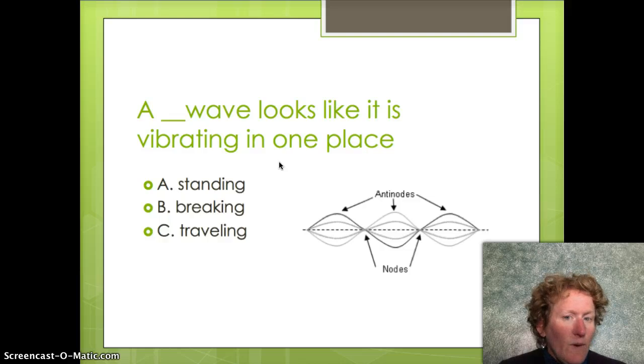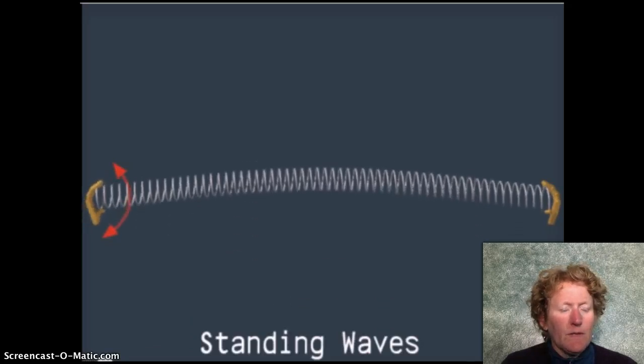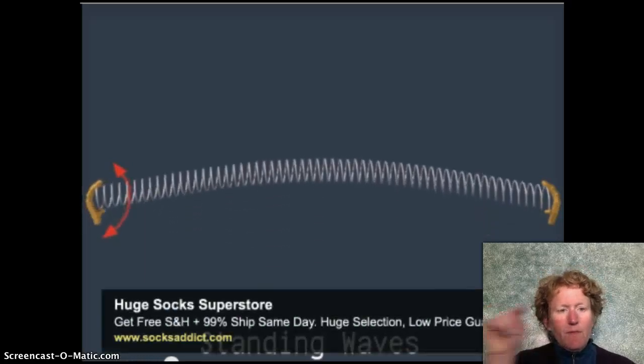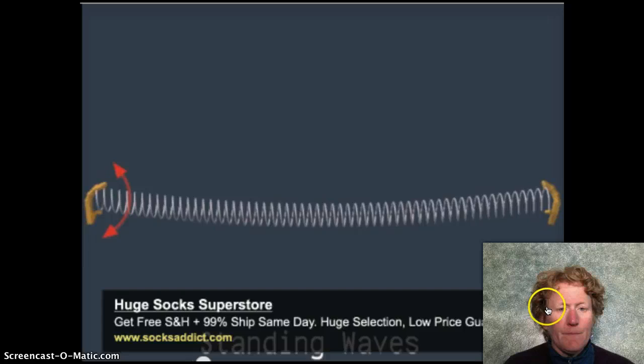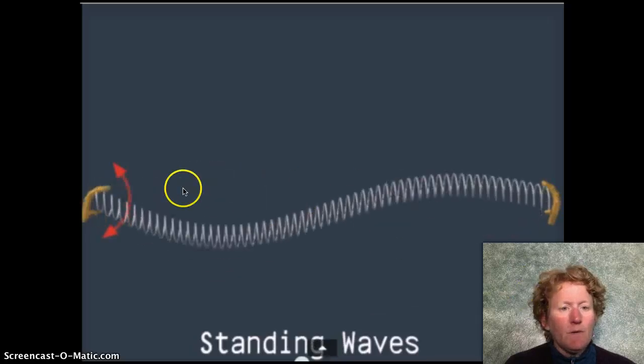A standing wave looks like it's vibrating in one place, and this is often demonstrated with slinkies or strings. You can see this is a great example of a standing wave. This is a little bit of a YouTube video that I will put in the notes as well. You can see that the wave is just traveling back and forth within the same length of medium, and here's one wavelength.